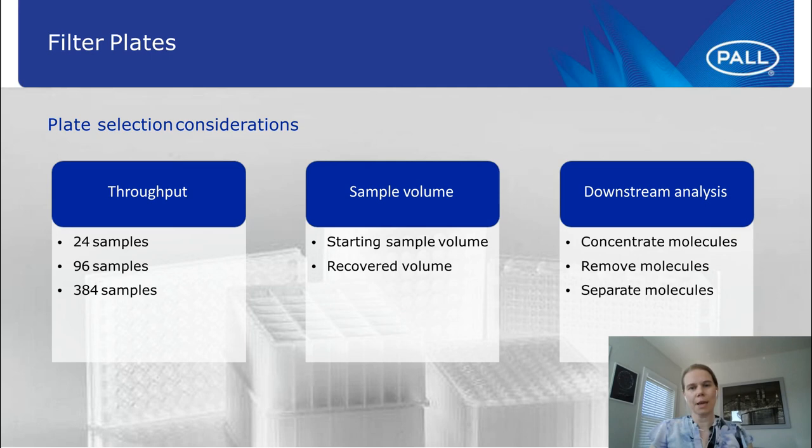Of course, 384 plate or 96 well plate would be the one to use. And if you are working with fewer samples, 24 well plate would be an ideal solution. And again, you would need to think about your sample volume. And here it's not only about the starting sample volume, but also recovered volume. So just think about how much of the recovered sample you would need to perform your downstream analysis. Maybe you'll be using the same sample for several applications. So just keep that in mind.